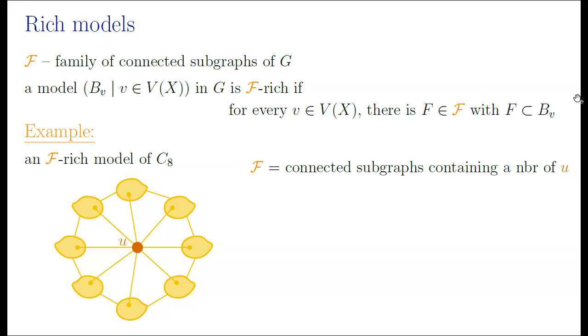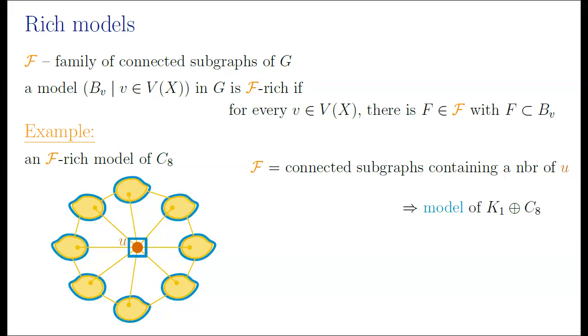Okay. If we look at this picture, we'll see that from an F-rich model of C8, we obtain just a model of K1 plus C8. So K1 plus meaning that we add a universal vertex, and U is this universal vertex connected to everything.